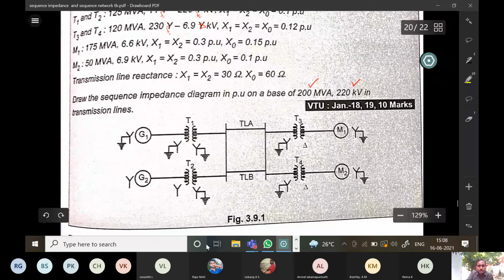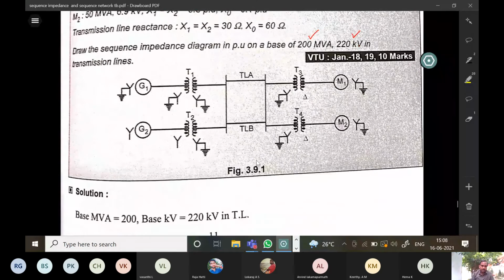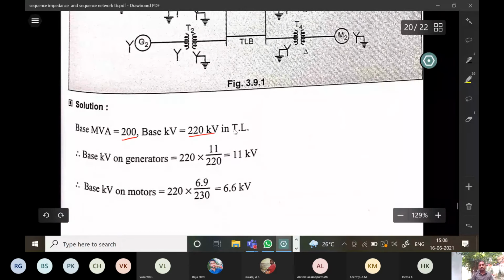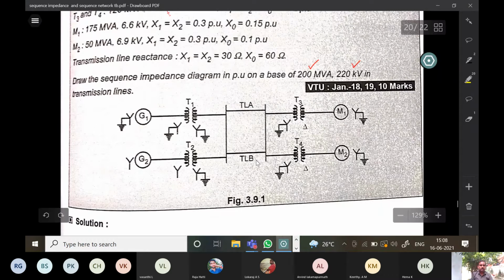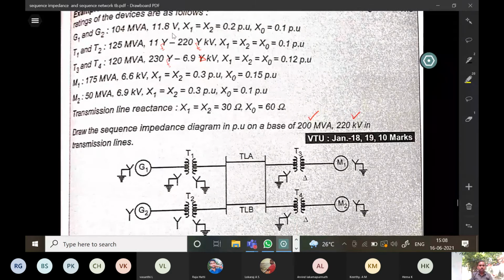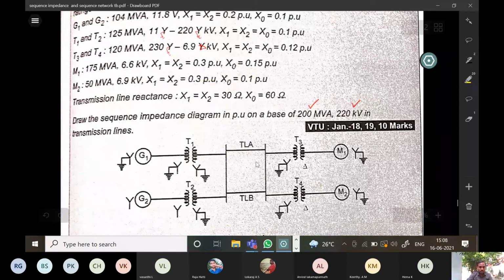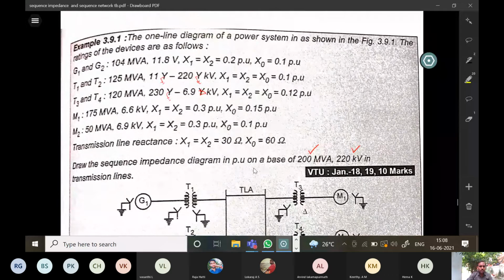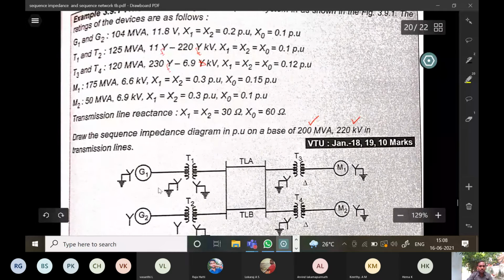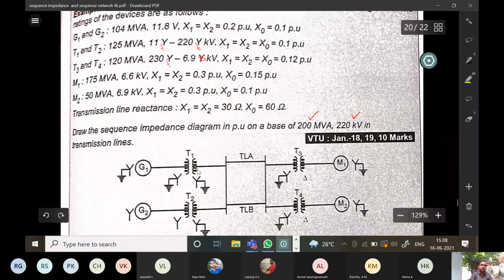We'll do the solution. In the solution, the base MVA is 200 MVA, that is given. The base kV is 220 kV in the transmission line. For the base kV of the generator we need to calculate. On the generator side, generator 1 and generator 2, 11.8 kV is given. That is the actual value of the generator voltage, but the base voltage will be 11 kV only.